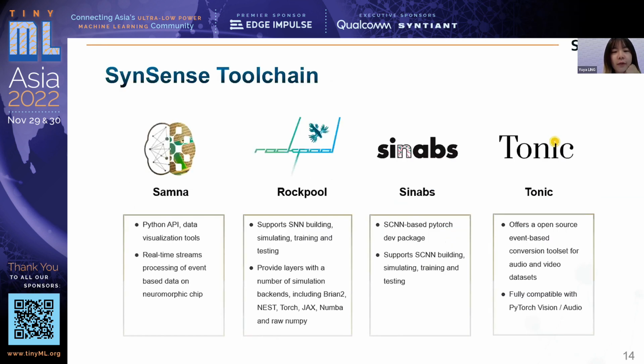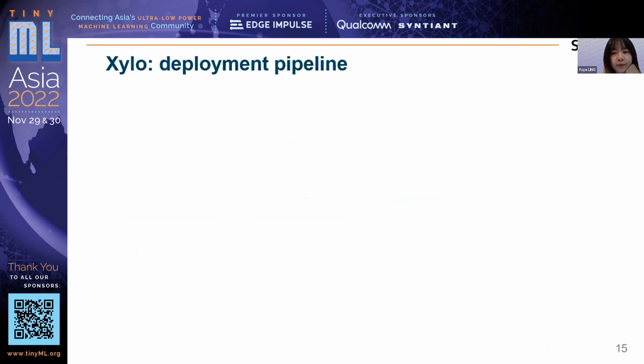We also have a well-developed software pipeline to support our design. From the data preprocessing, we can use the Tonic library, and for model building, training, or simulation, we can use the Rockpool or Synapse library. And for the model deployment to hardware, we implemented the Samna package. And I'll show a detailed deployment pipeline here.